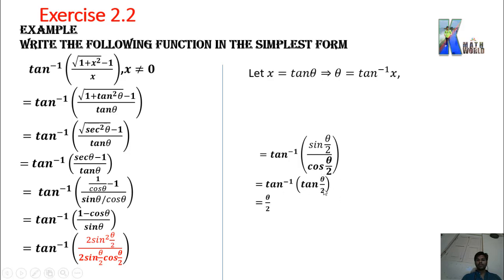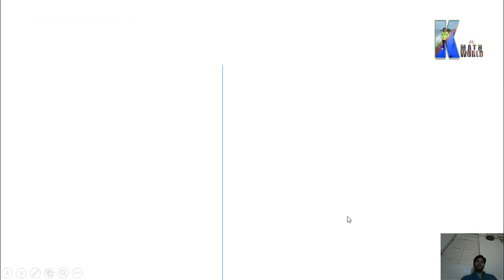So f inverse of f(x). So you get theta by 2. So that is nothing but 1 by 2 into theta. What is your theta? Theta is tan inverse x. So that is your simple form of this one. Okay. Now next question.